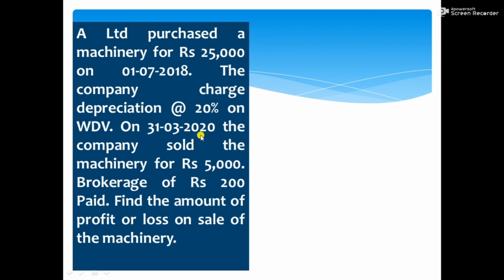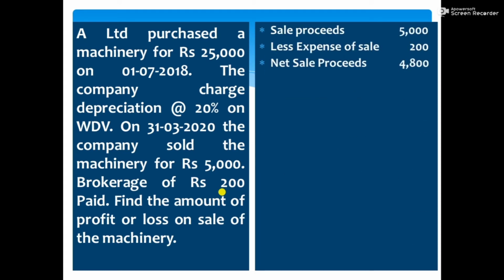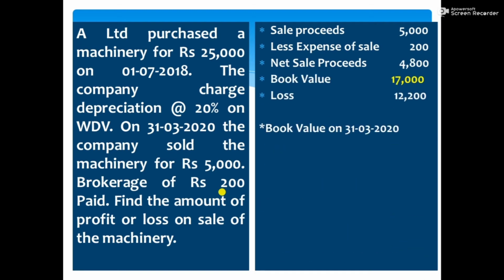The machinery was sold for rupees 5,000. The brokerage paid is 200, and therefore the net sale proceeds is 5,000 minus 200. We got only 4,800 as net sale proceeds. And we have to compare the net sale proceeds with the book value of the asset on 31st March 2020. How will we calculate the book value? Cost of the asset minus depreciation till the date. Till the date means 31st March 2020.